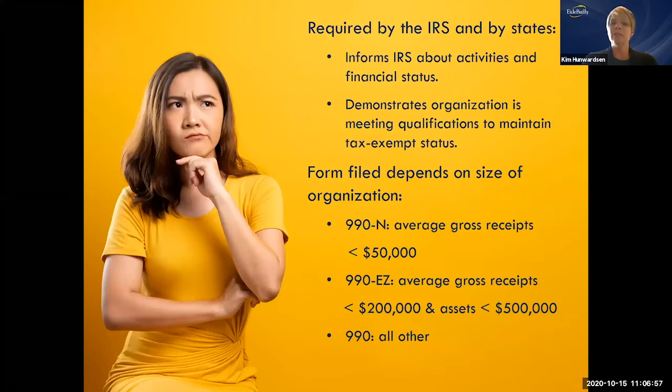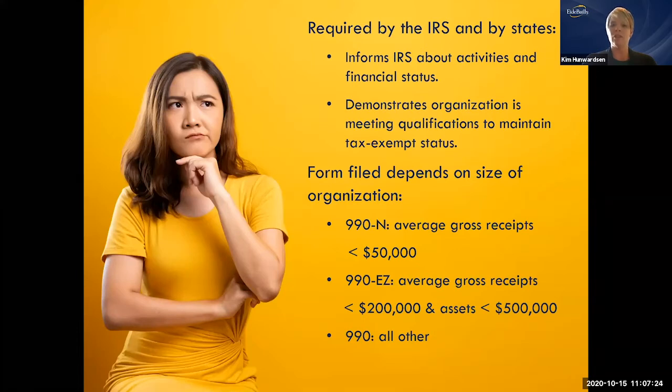Now there are 3 different Form 990s out there. The small one, the 990N, is for organizations with average gross receipts of less than $50,000. This is actually a postcard that gets filed directly on the internet. There are about 7 questions that have to be completed. It's a pretty simple form, but you are required to file it even if you are one of those very small organizations.